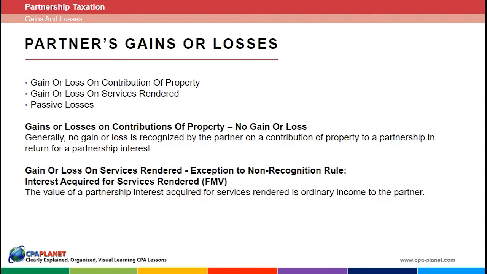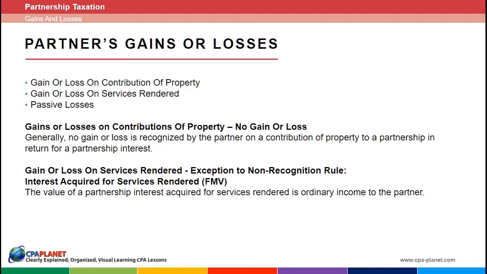So partners' gains or losses we were going to talk about. They can have gain or loss on the contribution of property, which, as I mentioned, isn't recognized, but it is realized and you have to keep track of it. There is gain or loss on services rendered to the partnership, and you can have passive losses as well.